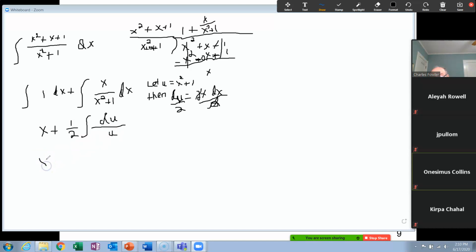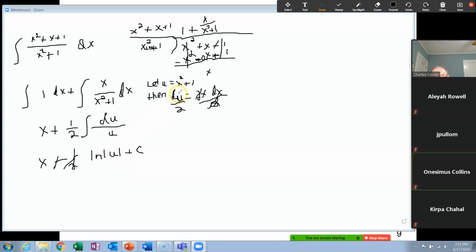This would be x plus 1/2, and the integral of du over u is log u. But what's wrong with this picture? You start off with an x and wind up with a log. And by the way, that's the absolute value of u. And you're going to have a plus c, which I haven't written down yet.